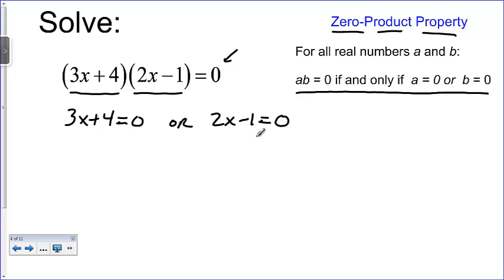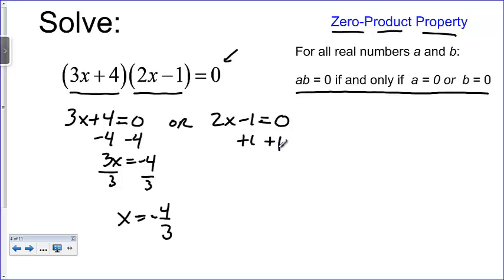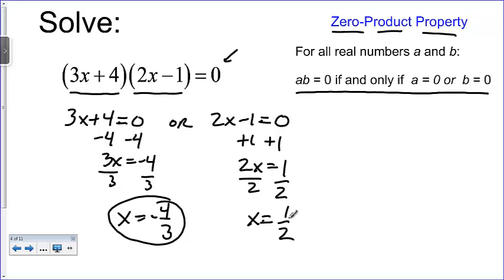So solve both of these equations. We'll subtract 4 from both sides and divide by 3, and one of my solutions is going to be x equals negative 4/3. Solving the other equation, we'll add 1 to both sides and divide both sides by 2, and my other solution will be x equals 1/2. So my two solutions are negative 4/3 and 1/2.